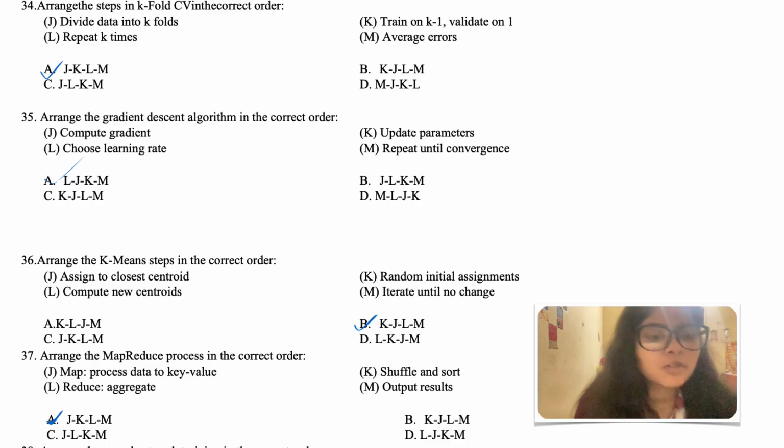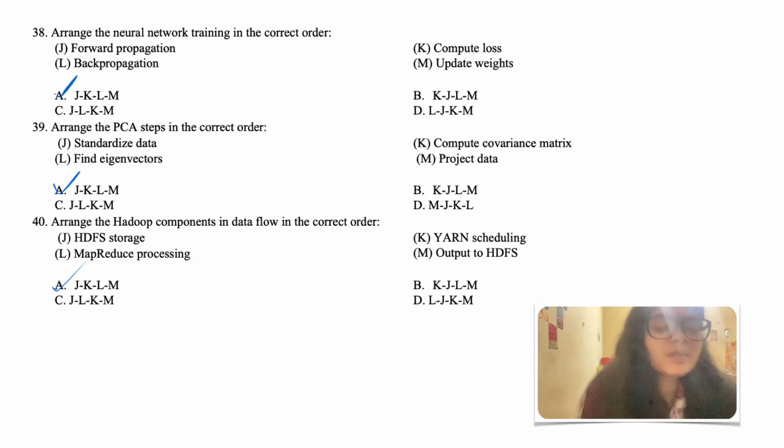Arrange the MapReduce process in correct order. So in MapReduce, we first process data to key-value pairs, then shuffle and sort, then reduce to aggregate, or you can say lowest value, and then output the result. Option A is correct.